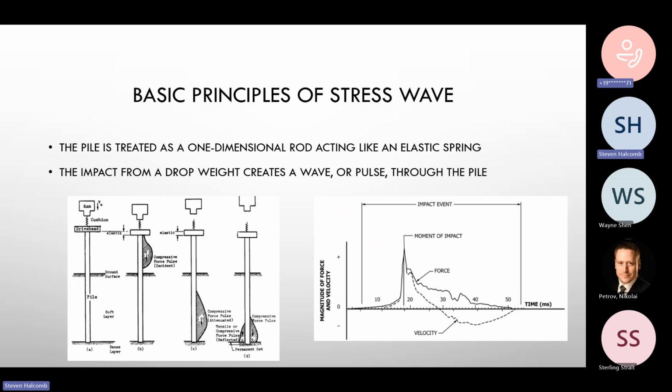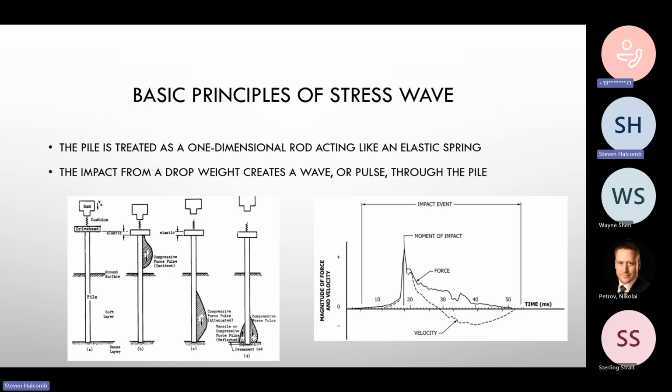The very basic principle of the wave equation here is that we're treating the pile as a rod acting like an elastic spring. We have this pulse coming down from the ram. It travels down the pile. In this case, it shows a soft layer hitting something hard and starting to reflect back, here on the far right. What we're doing with the instrumentation is measuring that wave. On the left, you see the curve that's produced, or the wave that we record.